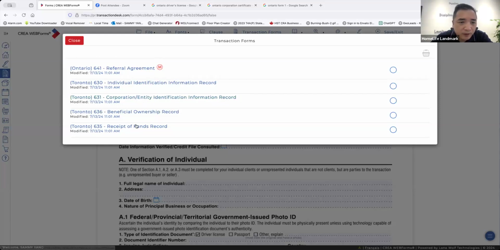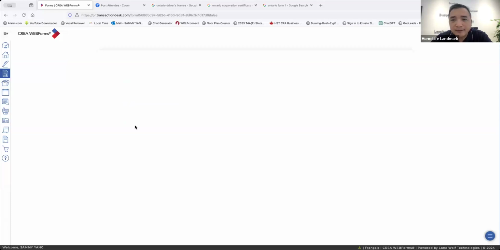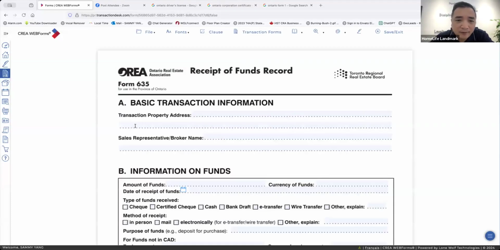And maybe before we go to corporation, I think we go to receive funds, because this is for most of the residential buyer agents to use. So for FINTRAC ID, we know we need to verify the client and know your client. The second form is receive funds.